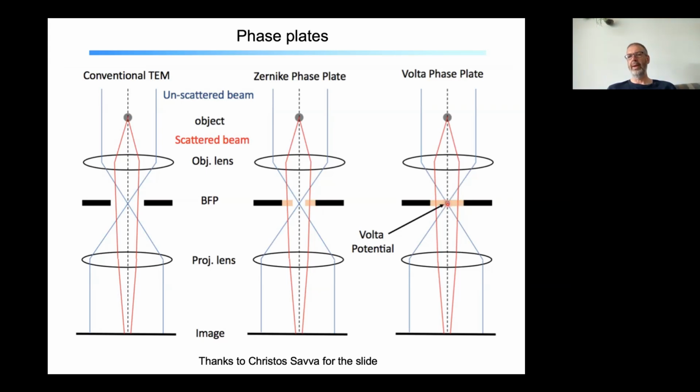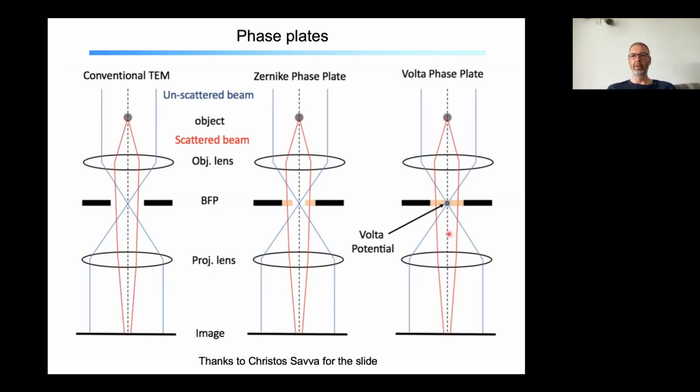But what you do prior to using the faceplate is that you generate this so-called Volta potential, where you generate a very small charged region on this carbon film, which has the effect of accelerating your unscattered electrons relative to your scattered electrons. And depending on the amount of charge, this acceleration varies. So it just increases the relative phase difference between these two, and that's obviously dependent on the charge.